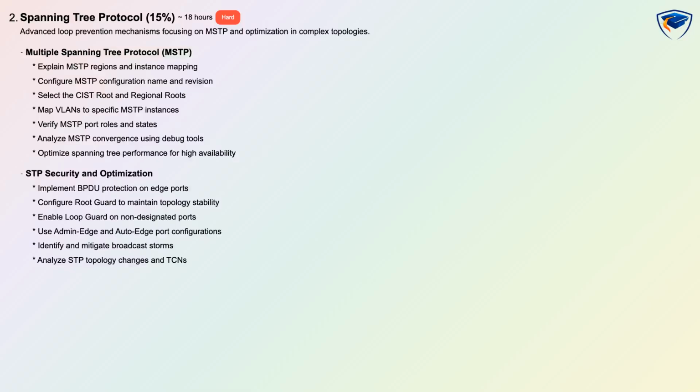Spanning tree protocol is 15% and also hard, with around 18 hours of study and scenario-based testing focused on loop prevention and optimization. You will configure multiple spanning tree protocol regions, map VLANs to instances, and select CIST and regional roots while verifying port roles and convergence. The syllabus also requires STP hardening such as BPDU protection, root guard, loop guard, edge port features, and analyzing topology changes to maintain high availability.